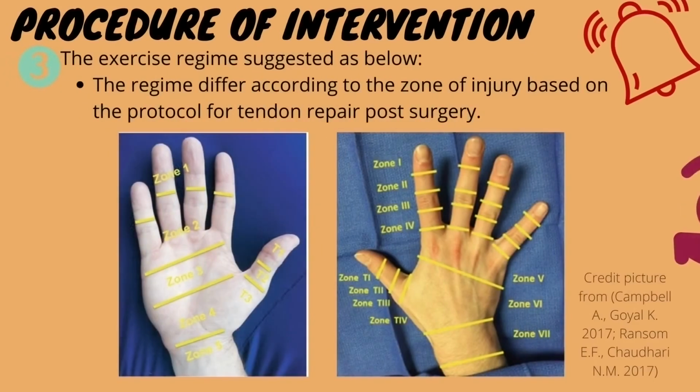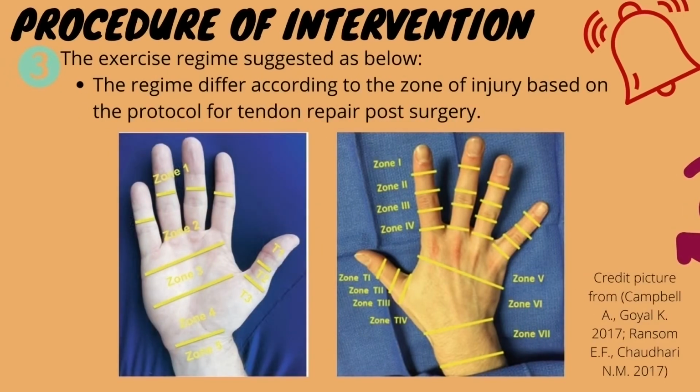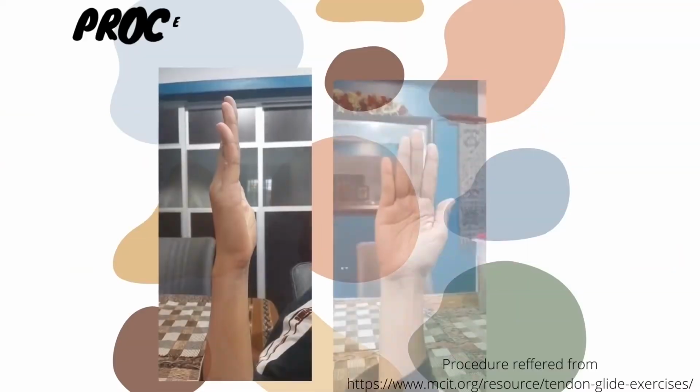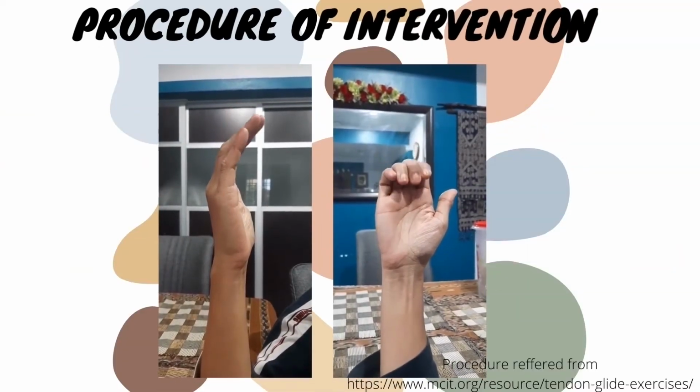The flexor and extensor tendon injury may have different regimes according to the zone of injury and the recovery of the patient based on the protocol and post-surgery management. The cycle of exercise may take place according to the phase of recovery of the patient, in days and weeks. So these are examples of the procedure of intervention.